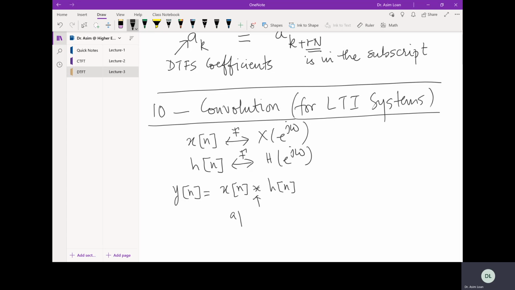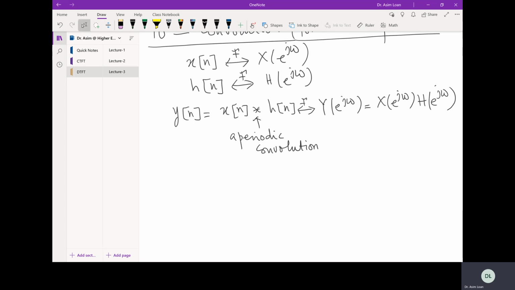This is aperiodic convolution. This is equal to y of e^jω, which is equal to x of e^jω times h of e^jω. I'm not going to do a proof because it's exactly the same one as for the continuous time Fourier transform.